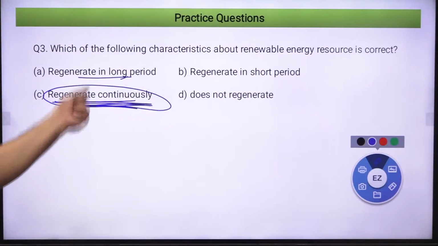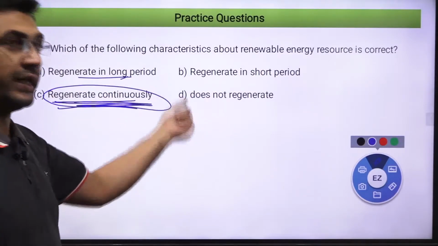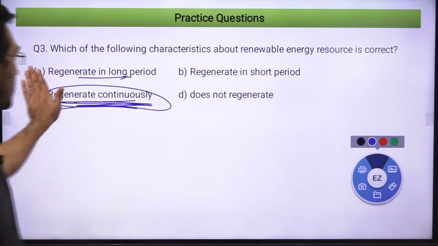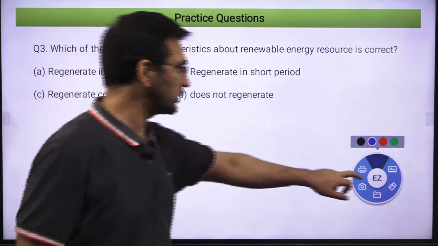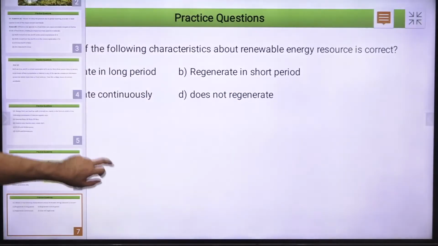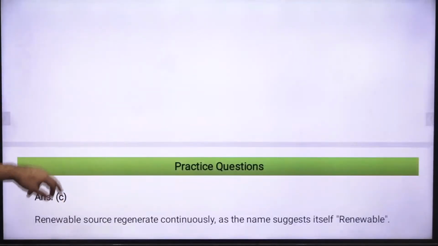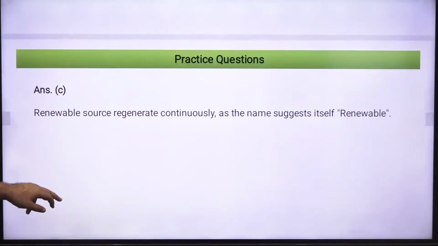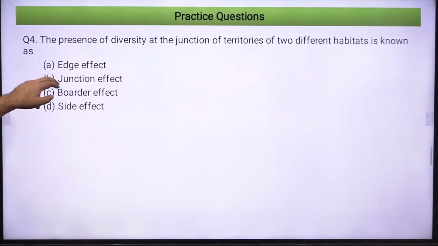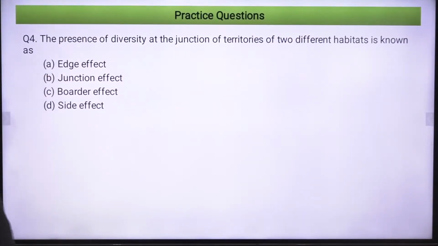So the correct meaning is renewable, getting renewed. Renewed means that it is getting regenerated on a continuous basis, right? So that is how you have to answer this question. The correct answer is going to be option C. So you have to understand the term renewed or regeneration correctly. Okay, so let's go to the next question now. Just go through it. Maybe it is slightly difficult for you to answer.